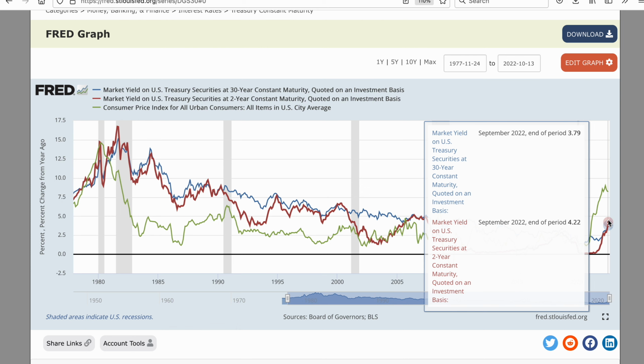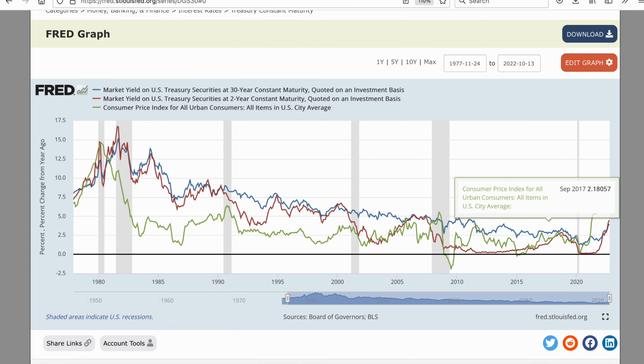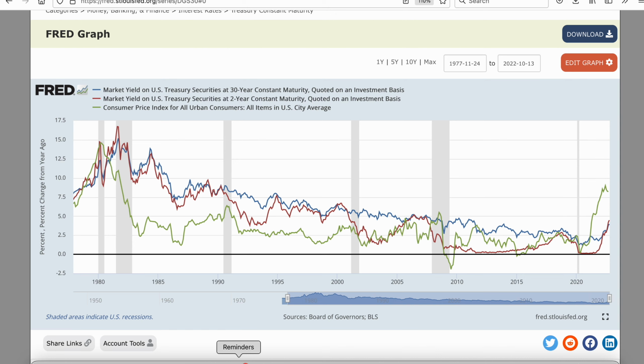The real rate has to be positive. So here's why the Fed needs to raise rates. This is the one thing you need to know. If you look at the green line, that's the Consumer Price Index. Now notice the red line and the blue line are usually almost always, and this data goes back to 1977, those two lines, the 30-year rate and the 2-year rate, those rates are almost always above inflation. And what does that mean? That means the real rate is always positive.